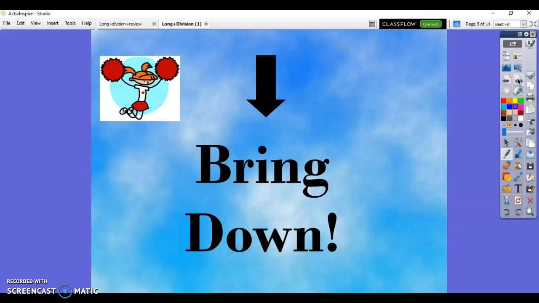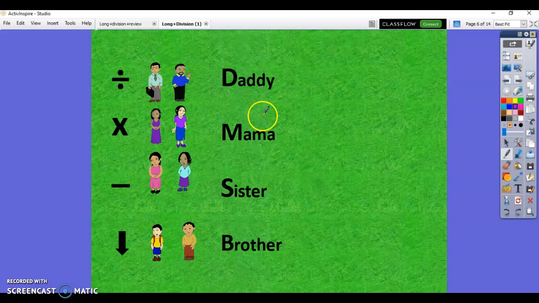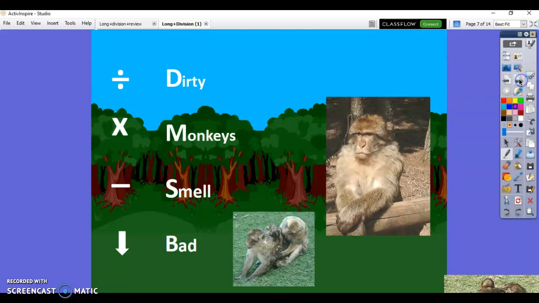So new acronyms that you can use: daddy, mama, sister, brother. First we divide, then we multiply, then we subtract. You bring it down or bring it on back. Another acronym, dirty monkeys smell bad, is another acronym you can use: divide, multiply, subtract, bring down, repeat.